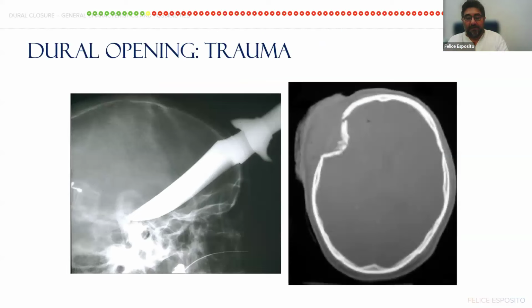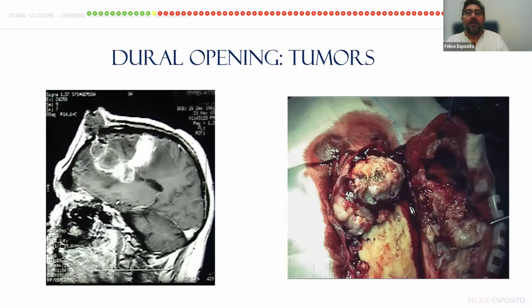Penetrating and non-penetrating injuries may cause a dural opening. By the way, these are my first two wives. My first wife and my second wife. Actually, I'm just joking.